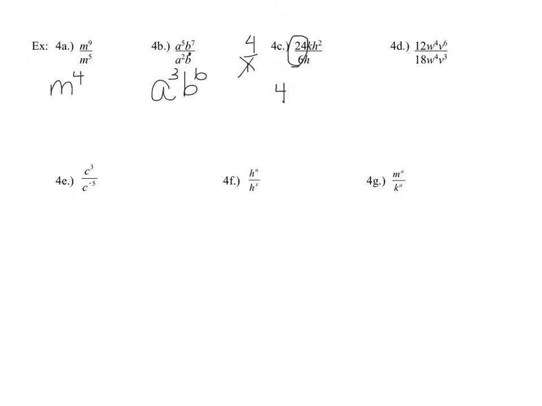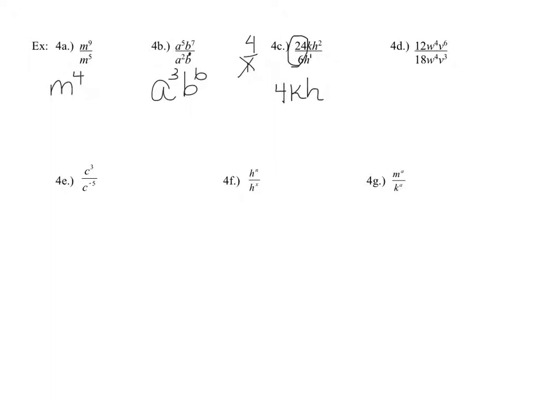The k, I don't have any other k's, so that k stays there. And then when I do h to the second over h, well, the exponent 2 minus 1 is 1, so I'm just left with h. So everything in my denominator completely cancels out, so I'm just left with 4kh.